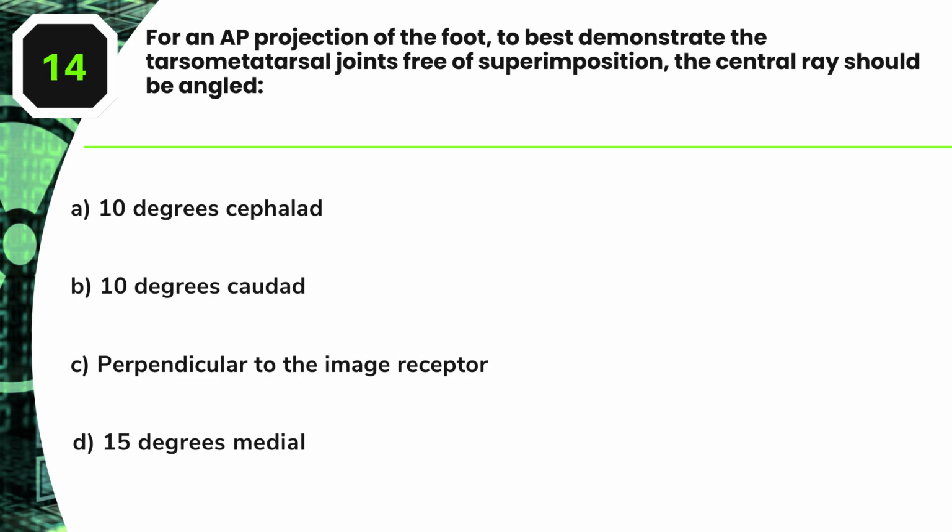Question 14. For an AP projection of the foot, to best demonstrate the tarsometatarsal joints free of superimposition, the central ray should be angled. A. 10 degrees cephalad. B. 10 degrees caudad. C. Perpendicular to the image receptor. D. 15 degrees medial.